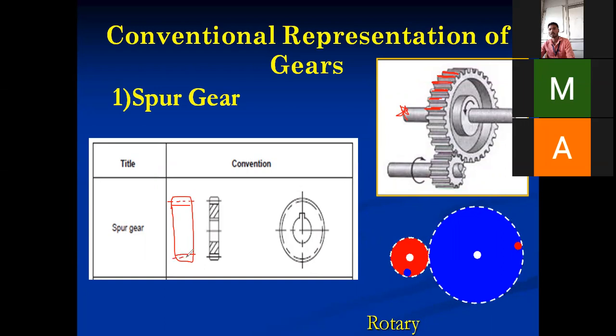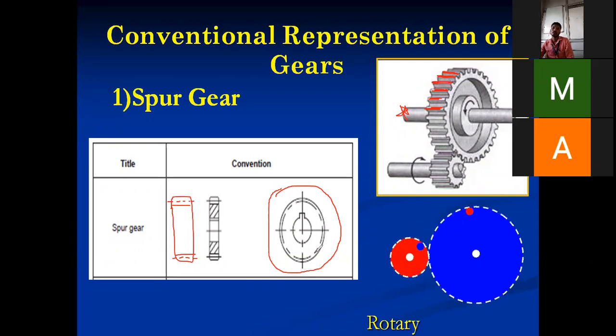There is a concept in case of gears called the pitch circle. Inside, one center line circle is there, are you observing here? It is called the pitch circle. What is that pitch circle? It is an imaginary circle along which the gear is rotating. It is called the pitch circle.